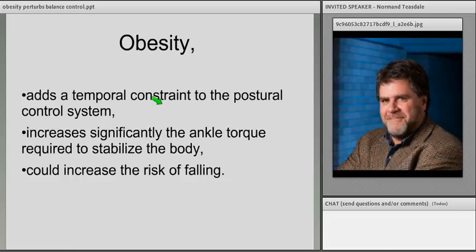So what this shows is that obesity really adds a temporal constraint to the postural control system. It increases the ankle torque required to stabilize the body, and this could increase the risk of falling.